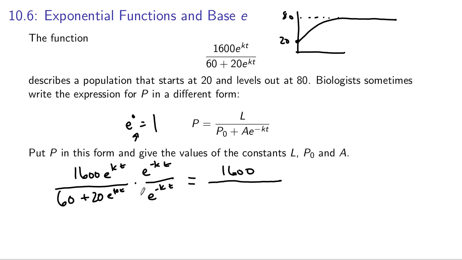And in the denominator, we get e to the minus kt times 60, using the distributive law, and we get 20 e to the kt times e to the minus kt. Again, e to the kt times e to the minus kt is going to be 1, because we'll add the exponents, which will make them 0. And we'll have e to the 0 is 1, which is 1 times 20 is 20. So we have plus 20. This is almost in this form. We just need to change the order of the addition: 1600 over 20 plus 60 times e to the minus kt.